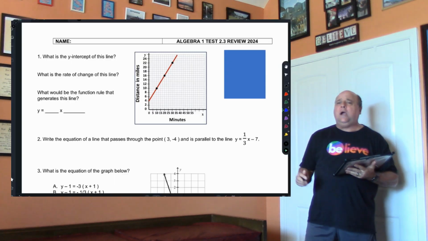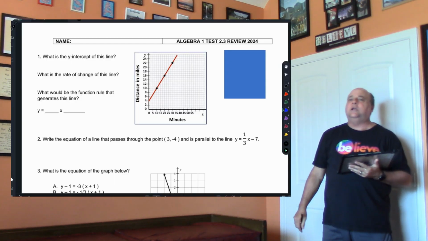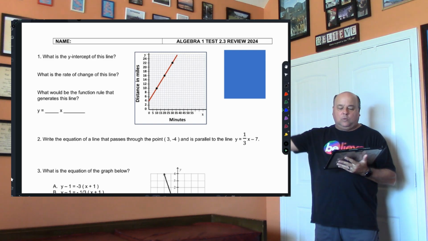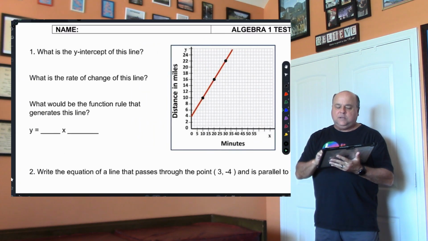So a magical whiteboard appears. Let's start rocking and rolling. So we're doing number one real quick. I'm going to zoom in.